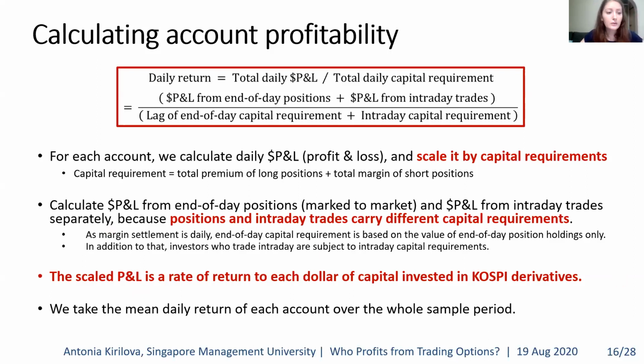And finally, to have one single profitability measure for each account, we take the mean daily return of each account over the whole sample period, and we also calculate the Sharpe ratio. So we take the mean daily return divided by the standard deviation of the returns of the account.